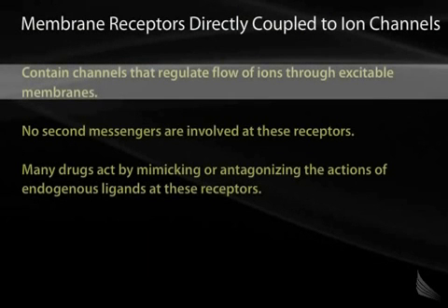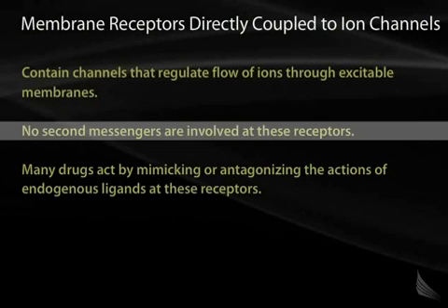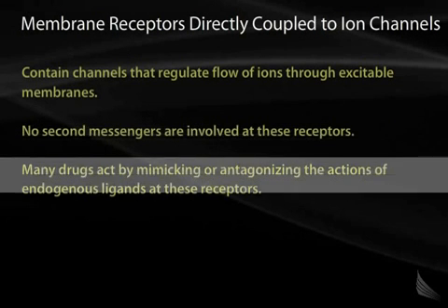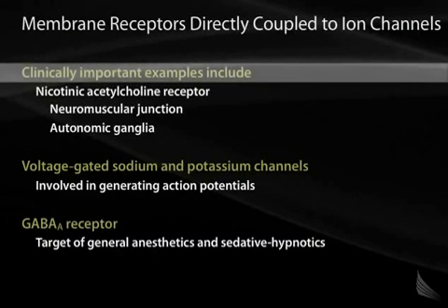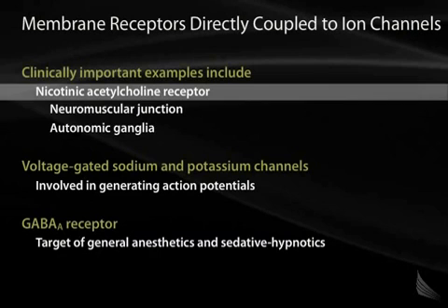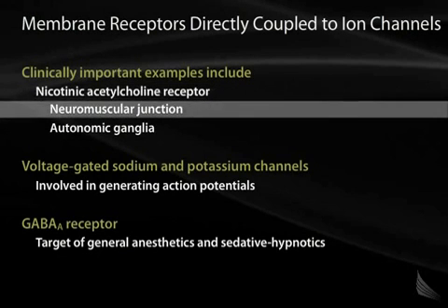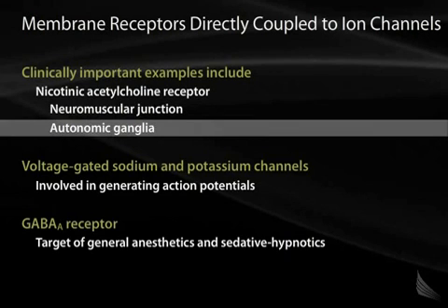Other membrane receptors are directly coupled to ion channels, or may actually be the ion channel. These receptors will contain channels that regulate the flow of ions through the membrane. And this is very important for certain cells such as muscle and nerve tissue. There are no second messengers usually that are involved at these receptors, and many drugs will mimic or antagonize the action of endogenous ligands at these receptors. Some very important examples of this would be the nicotinic acetylcholine receptor. This acetylcholine receptor at the neuromuscular junction and at autonomic ganglia is actually an ion channel.